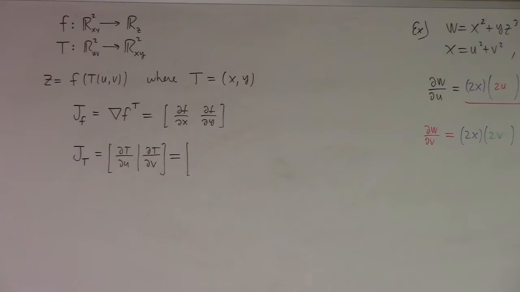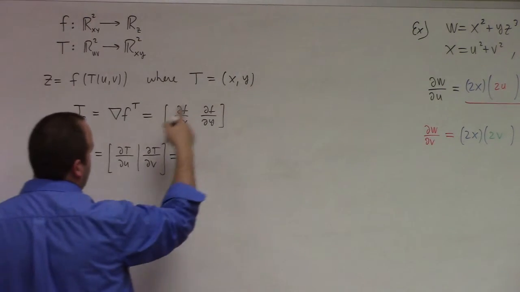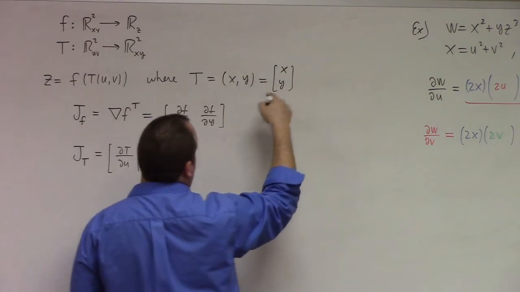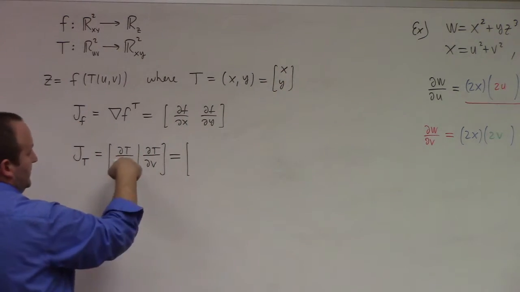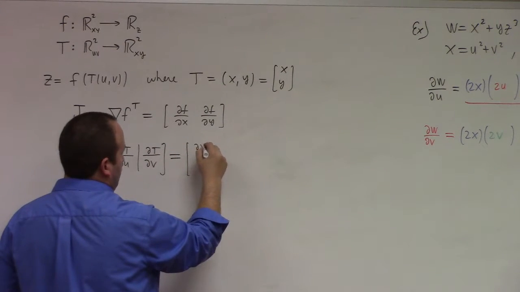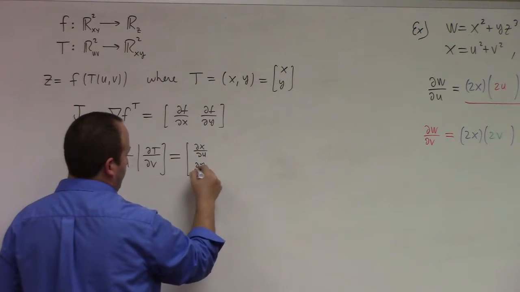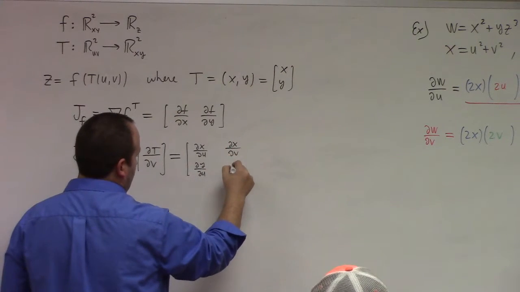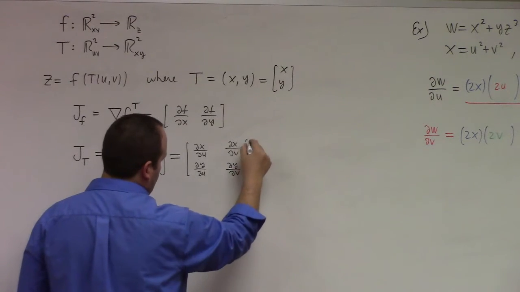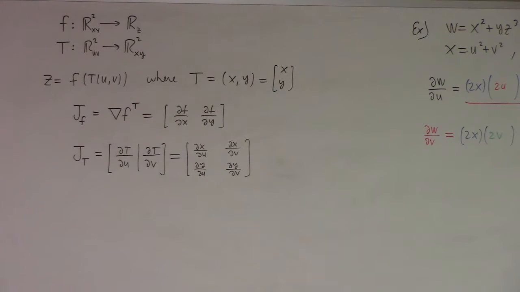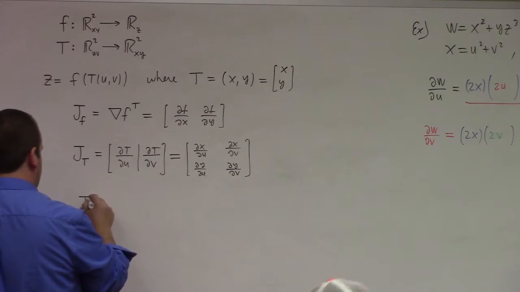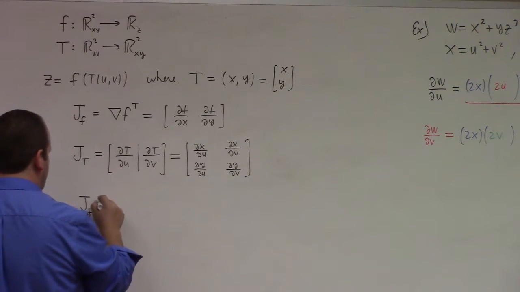So what is that? Well, the first t is xy, right? So that's my sneaky notation. This is actually a column vector. It's x with y over it, like that. So partial t partial u is partial x, partial u, partial y, partial u. So u derivatives in the first column, and then partial x, partial v, partial y, partial v, like that. What happens when I multiply these matrices? So what happens if I multiply the Jacobian of f times the Jacobian of t? What do you get?